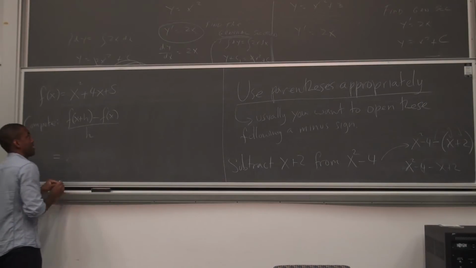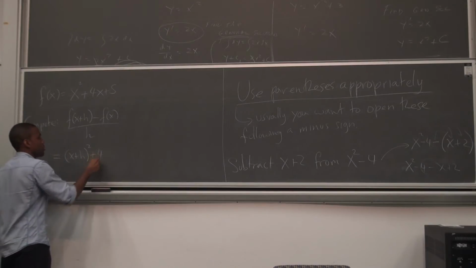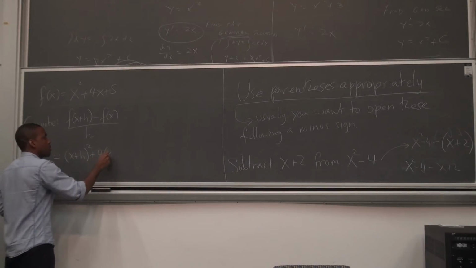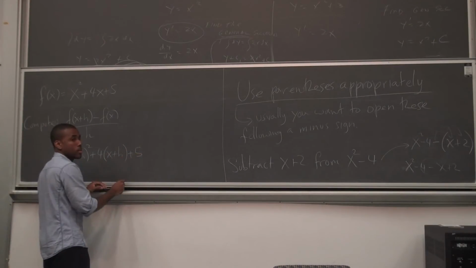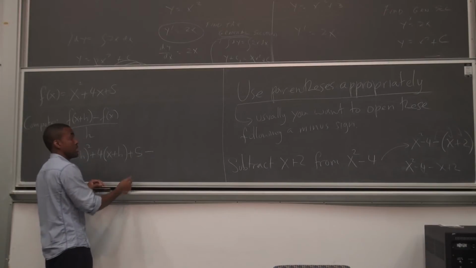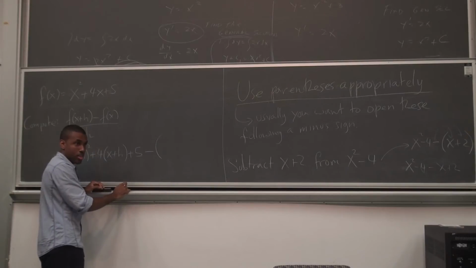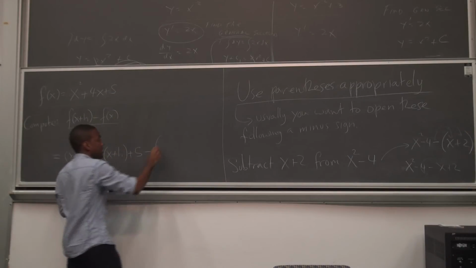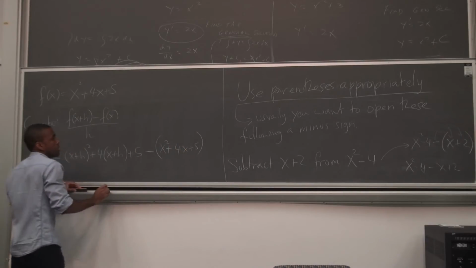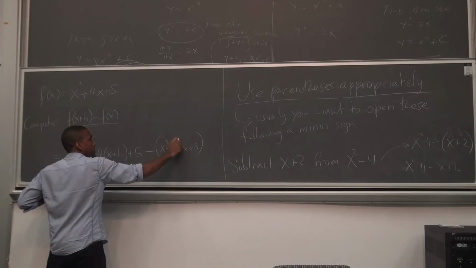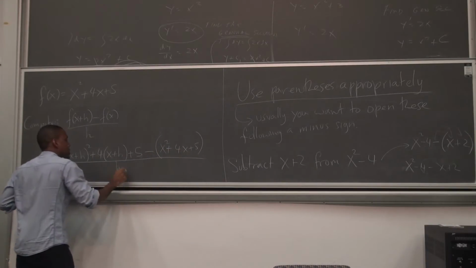It's x plus h squared plus 4, parentheses, x plus h, in parentheses, plus 5, minus, parentheses. Right. Now, after you put that minus sign, parentheses, then you write the original guy, because this negative sign has to be distributed. All over h.